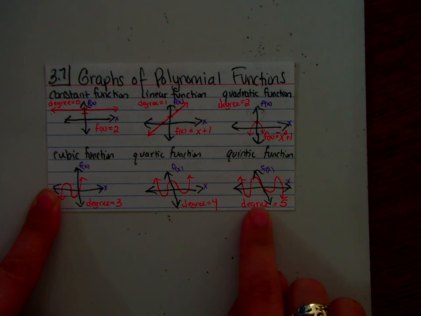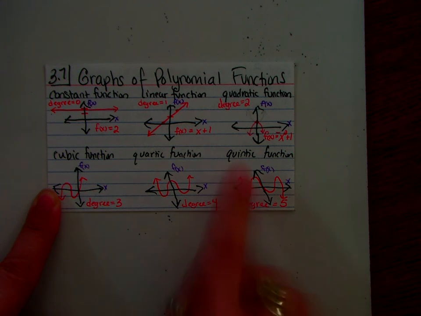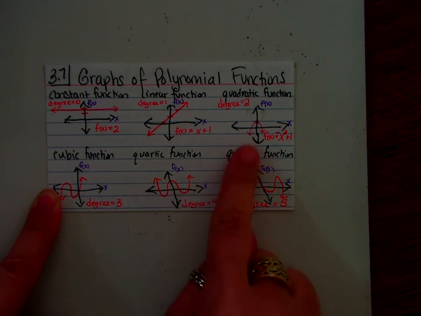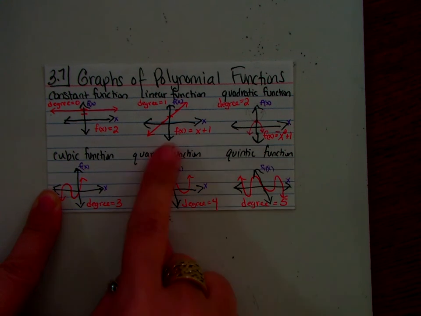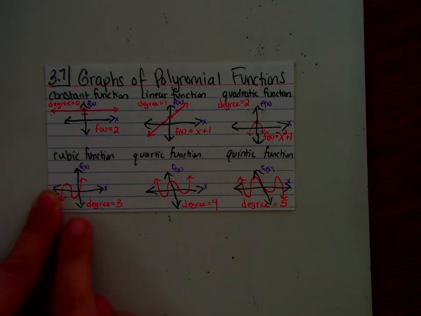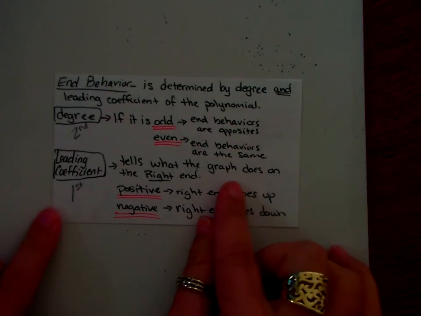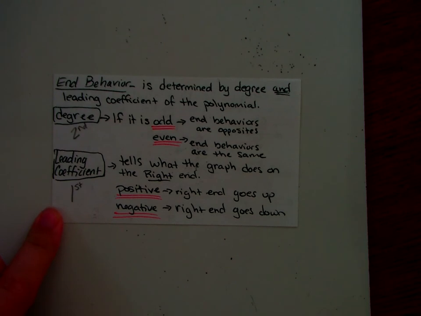What I want you guys to notice is, do you see the 2 and the 4? The even degrees, our end behaviors are the same, okay? Even degrees, the end behaviors are the same. For odd degrees, the 1, the 3, the 5, they are going in opposite directions, okay? So when we look at an equation, we can tell what the end behavior is, okay? So the end behavior is determined by the degree and the leading coefficient.